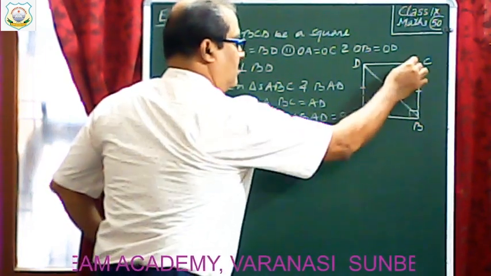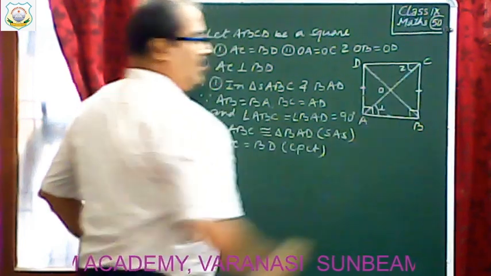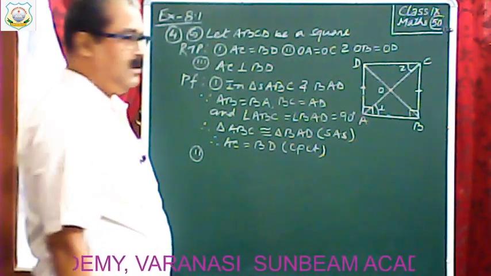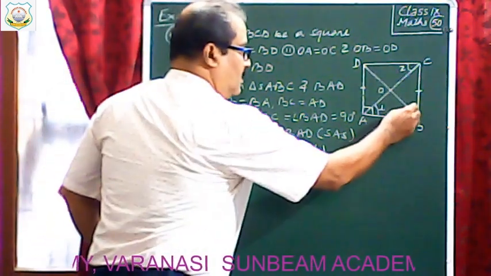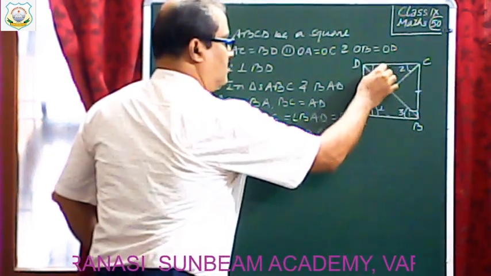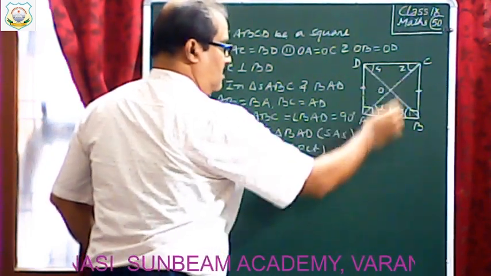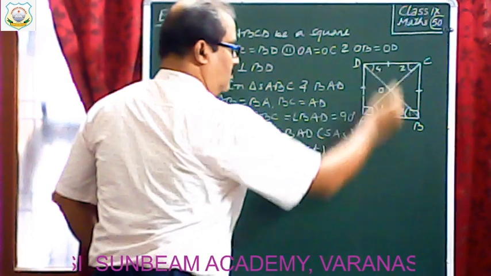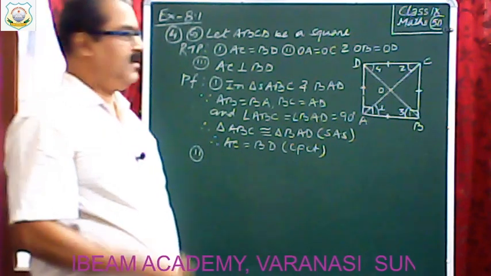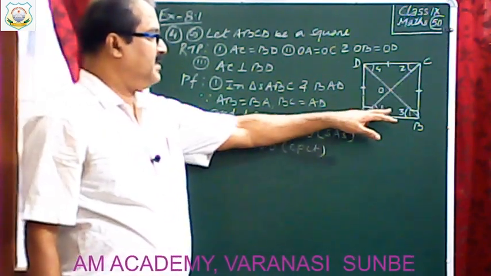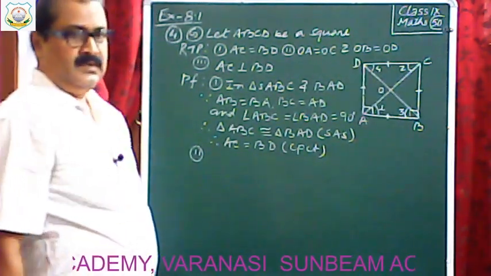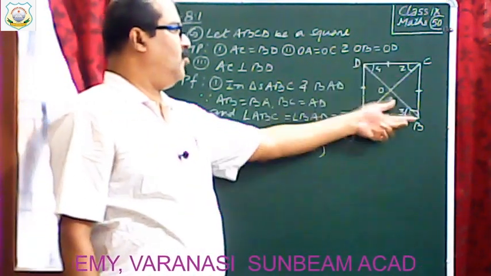Angle 1, angle 2, both are equal. Alternate interior angles, opposite sides are parallel in the case of a square and rectangle. Angle 3 equal to angle 4 and the sides are equal. Square is given, AB equal to DC. Then by angle side angle criteria of congruence, you can say that triangle AOB is congruent to triangle COD. Then by CPCT we can say OA equal to OC, OB equal to OD.